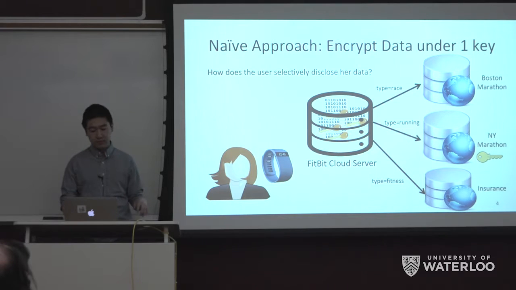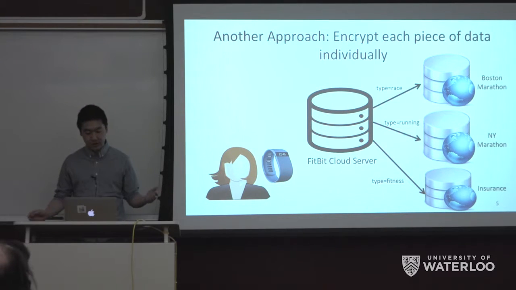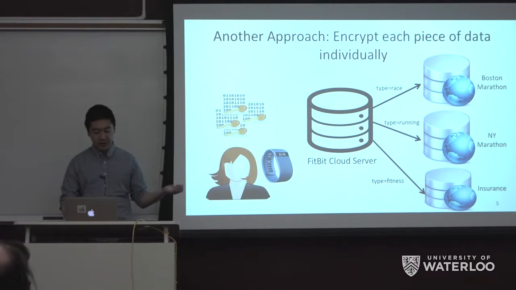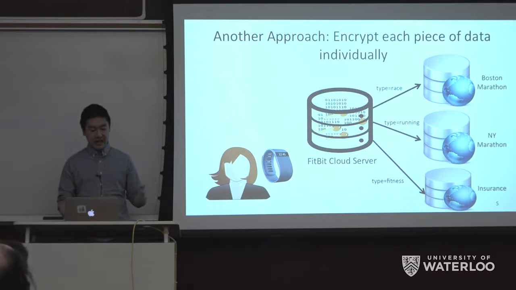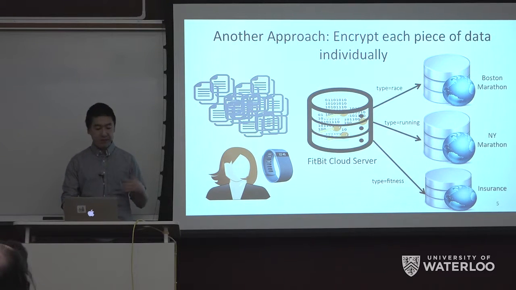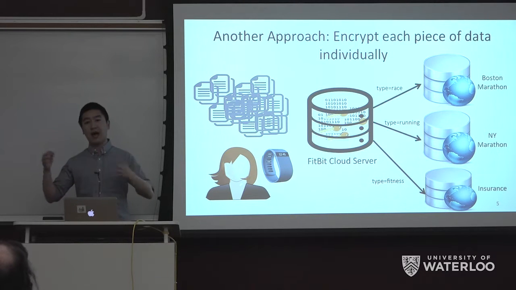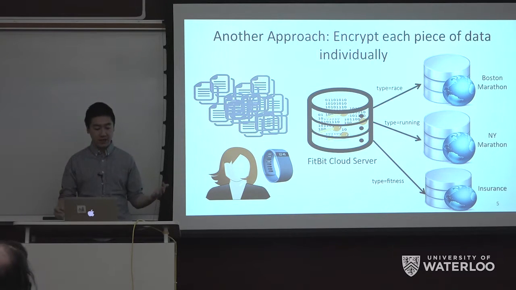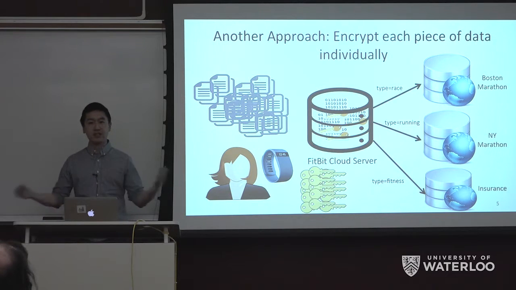Here's another approach: we can encrypt each piece of data individually and distribute different subsets of these keys. However, the problem is Fitbit is constantly generating new data every day, and all that data also needs to be encrypted with different keys, and you can imagine having new services, et cetera. So now the user is just stuck with all of these keys, and the question is, is there a better way?